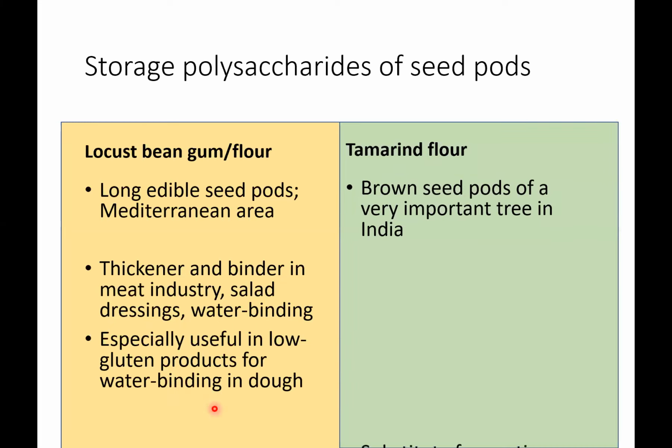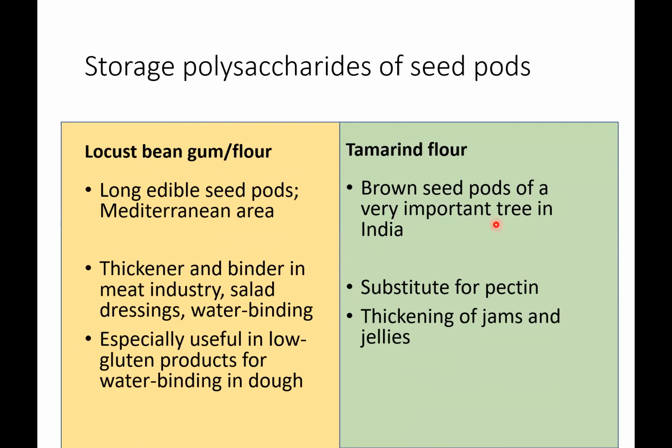The other one is tamarind flour, brown seed pods, comes from India. Good substitute for pectin if you don't have pectin. So it's used for the same things that you would use pectin. Also stabilizes ice cream and condiments.